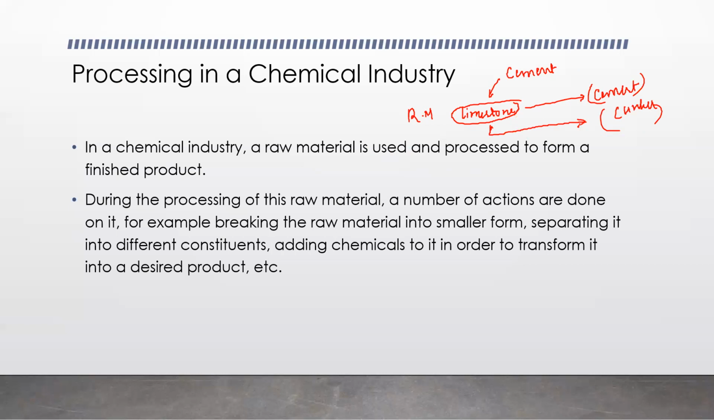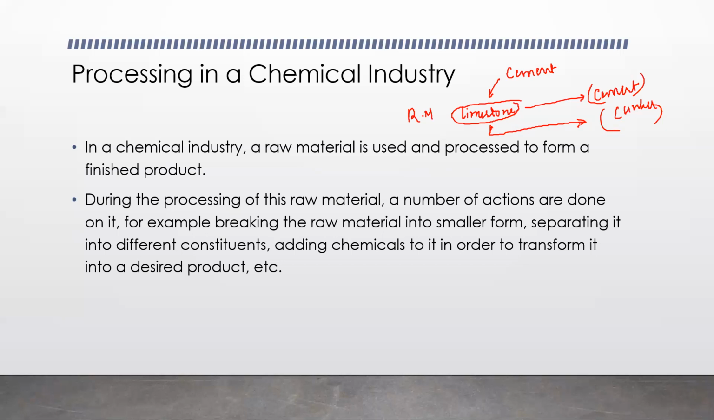So it's very important for us to understand what are the different processings that are taking place on this particular raw material. How do we use limestone to get cement? How can that be possible? For that, there are different processing units and different methods that are used in order to convert this limestone into clinker, or into cement.